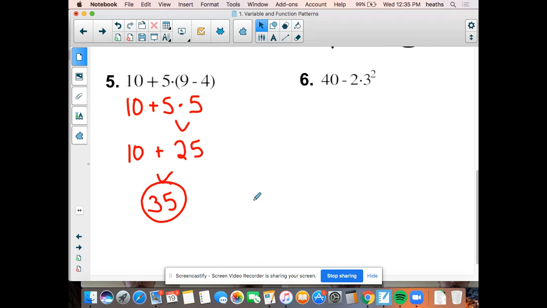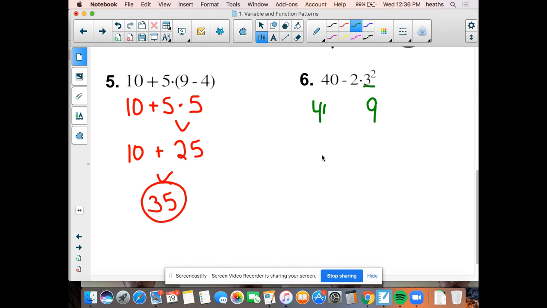And to finish up, number 6, 40 minus 2 times 3 to the second. Okay, let's think about our steps here, and we are going to look for parentheses first. There are none. We're going to look for exponents, and yes, there is. 3 to the second power is an exponent. And 3 to the second power, remember, does not mean 3 times 2. It means 3 times itself twice. So 3 times 3. And 3 times 3 is 9.